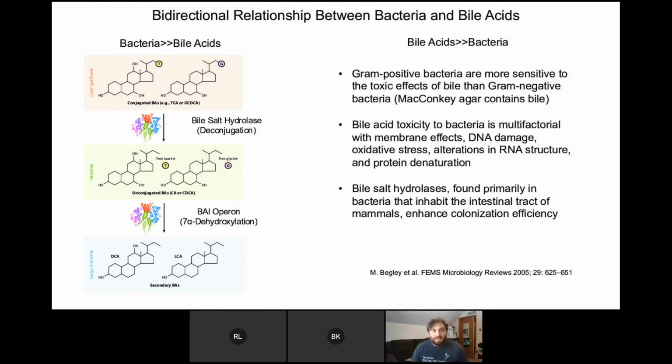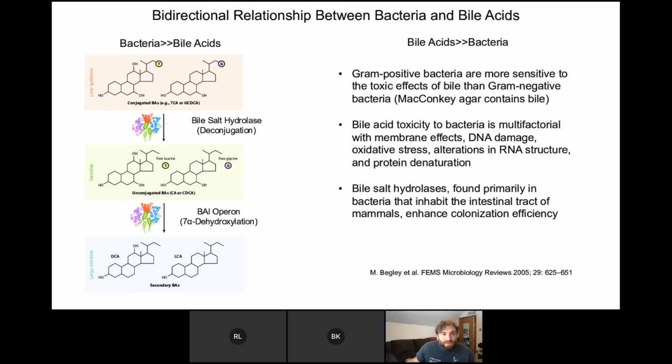So the second study that I'll give you as an example here is a study in which we looked at the bidirectional relationship between bacteria and bile acids in the gut. And here we used a targeted metabolomics approach. So bile acids are compounds that are produced by the host in the liver, and they're excreted into the small intestine following food consumption. They're then subject to modification that occurs exclusively by the gut microbiota.